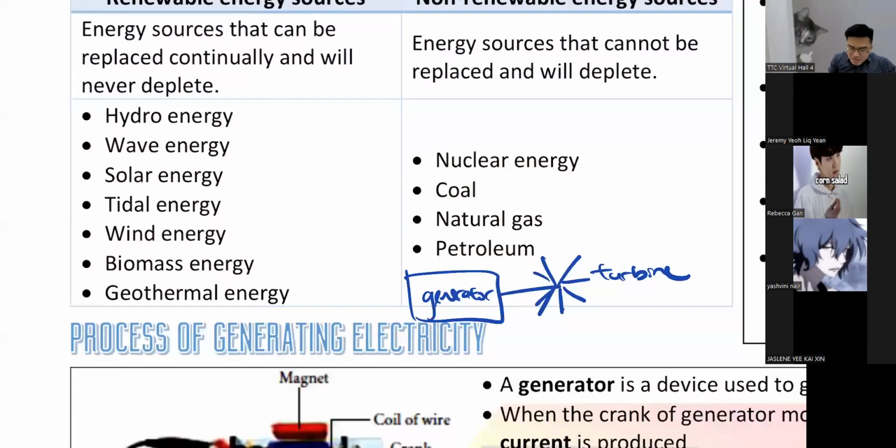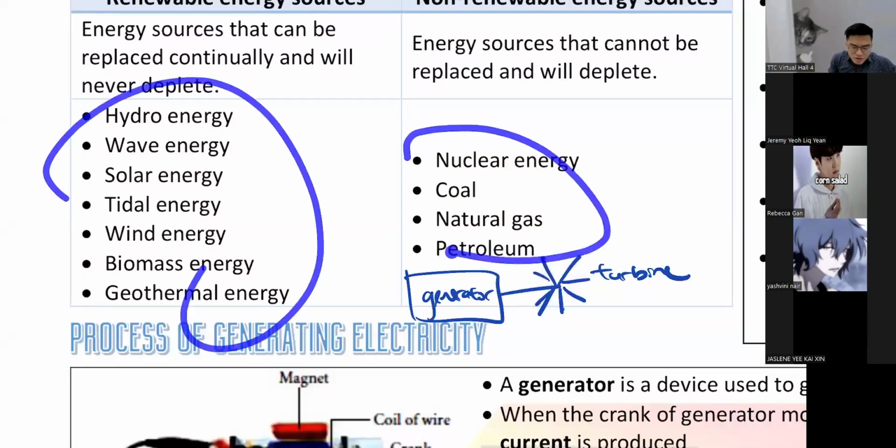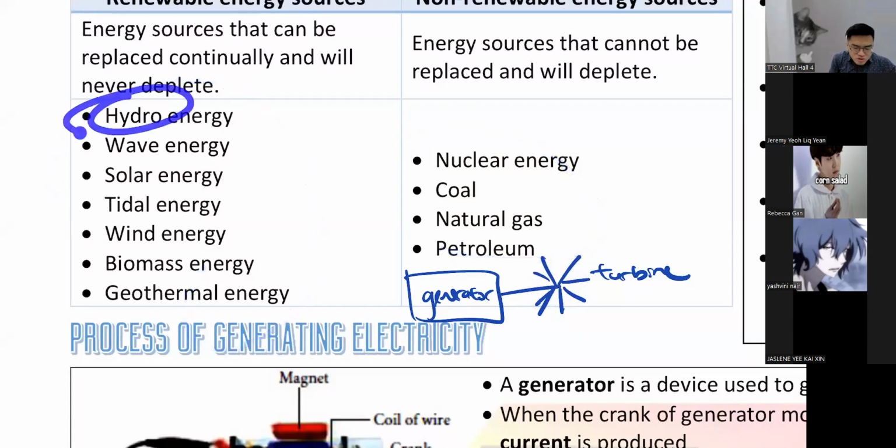So how do you turn this turbine? There are many ways. You can use hydro. What is hydro? You remember what you learned in geography, right? It's empangan. When you build a dam, and then the water flushes down, the water will turn this thing, so you get electricity. This is how in Malaysia we have hydro.